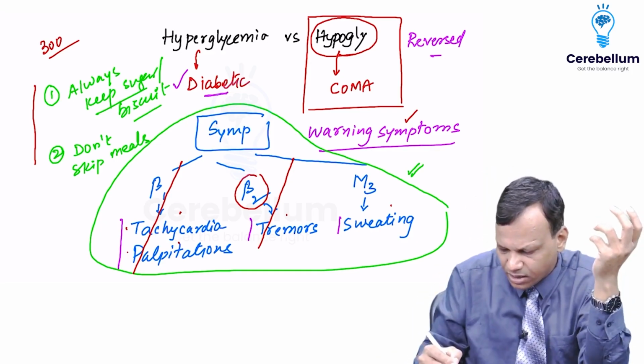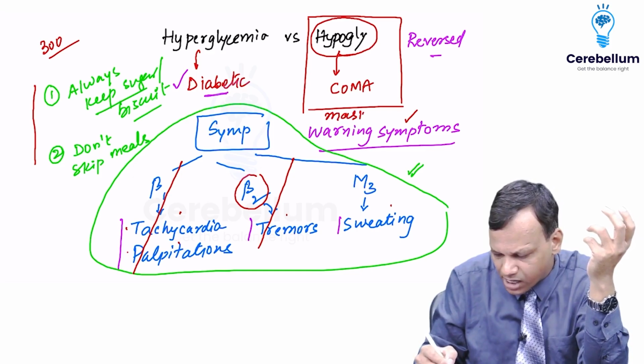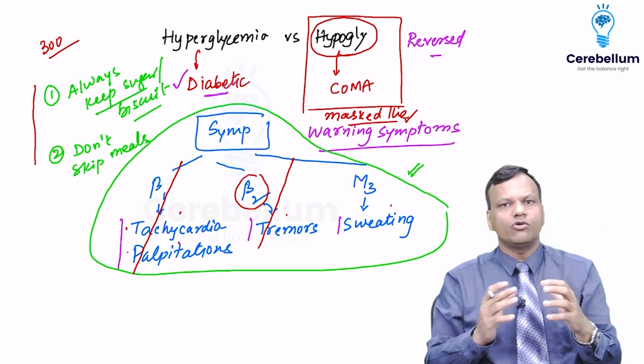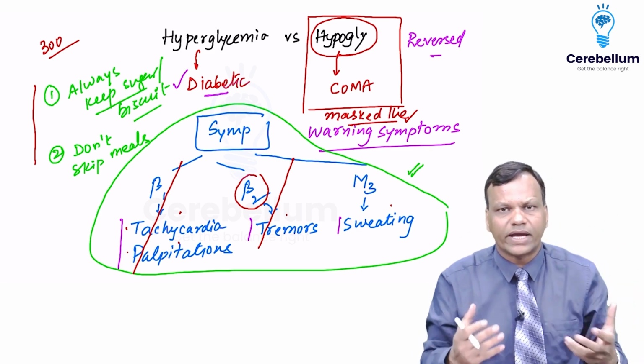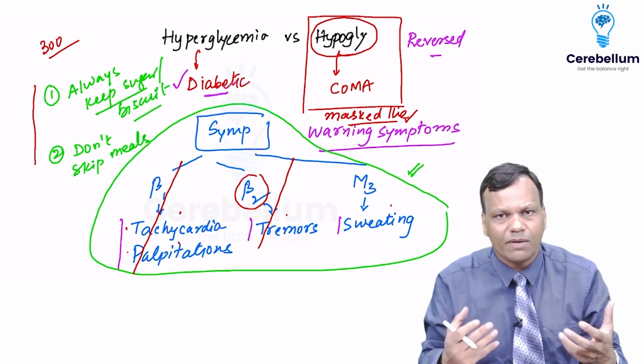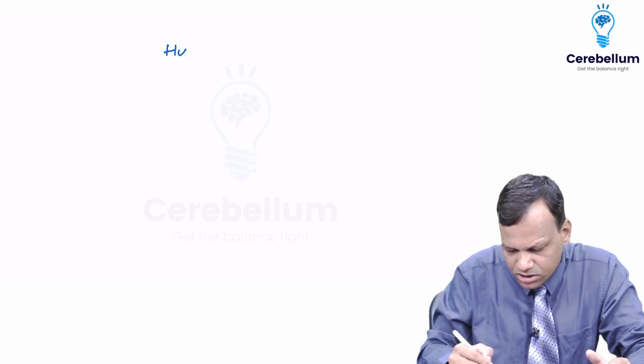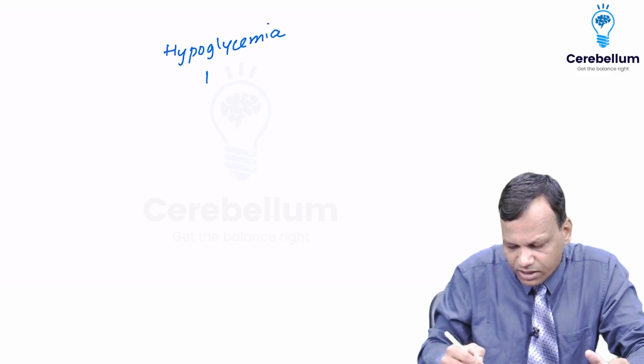So what will we say? Beta blockers have masked the warning symptoms. The person is not able to feel the warning symptoms. There will be no tachycardia, no palpitation, no tremors. So the other way of saying the same thing is that beta blockers cause hypoglycemia unawareness.